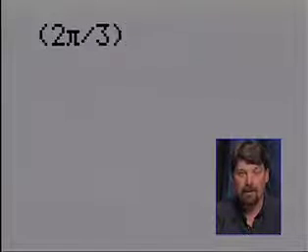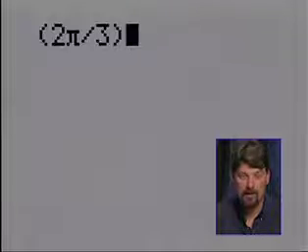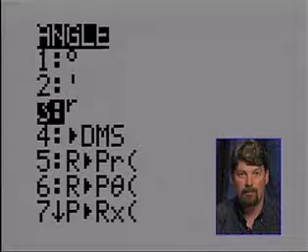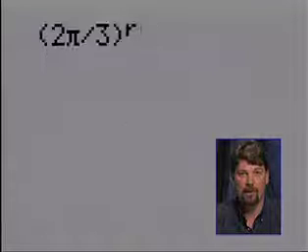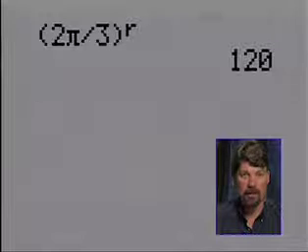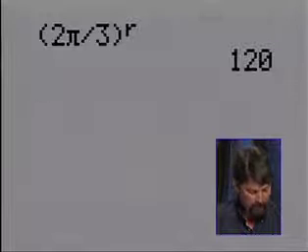Now I need to type in 2 pi divided by 3, and I need to tell the calculator that this angle is in radians since the calculator mode is in degrees. So I go back to the angle menu and I select this choice 3, which is the little r, meaning 2 pi over 3 radians. I press enter and it gives me 120, and the units here would be degrees.